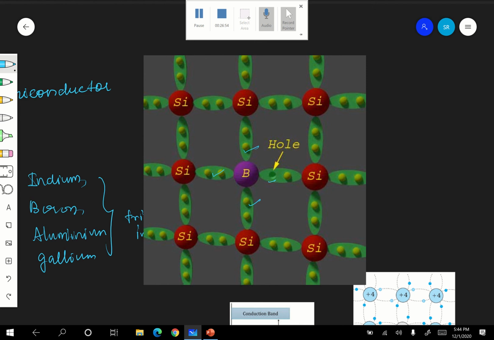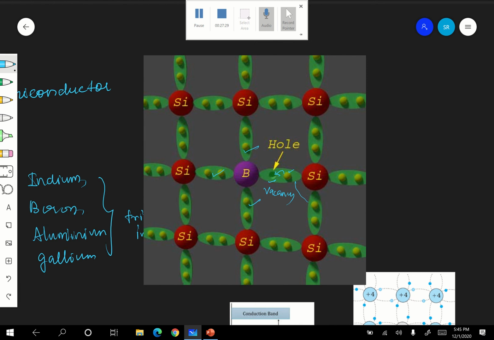But here you see there is a vacancy. It is not filled because boron has only 3 valence electrons. So there will be a hole. How nicely it is shown, you see, the hole. This hole accepts an electron from the neighboring silicon atom. This electron will jump here, thereby creating a hole here. Then it will jump from the nearby atom, and like that the hole will be moving.